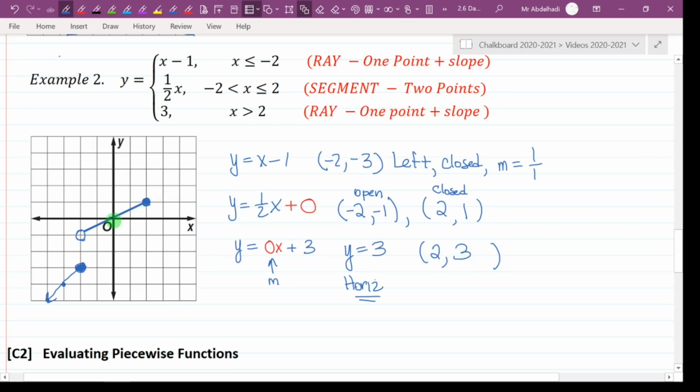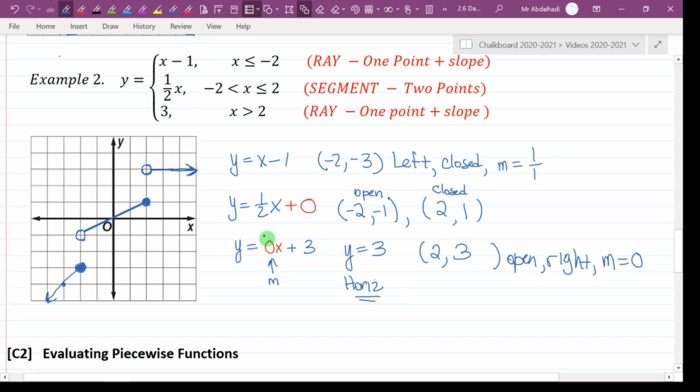So go over to 2 comma 3, which is right here. And this is an open circle. Okay, 2 comma 3, open circle. And which direction are we going? We're going to the right. And what's our slope? Well, we said it was horizontal. The slope is 0. So that means you're just going to go horizontally that way. And there you go. You have your 3 pieces.